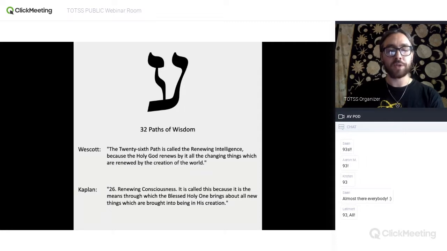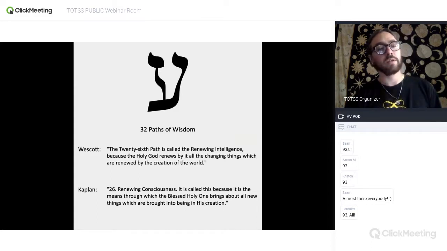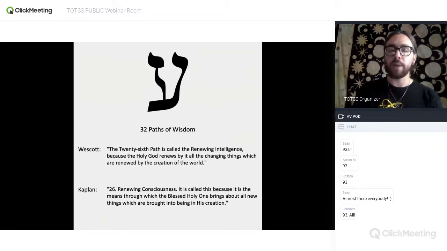And then Kaplan gives: 26, renewing consciousness. It is called this because it is the means through which the Blessed Holy One brings about all new things which are brought into being in his creation. Again, this is an interesting one. I think it fits, maybe not in an incredibly obvious way, but in a deep way, very nicely with some of the other symbols and meanings, especially when we look at the tarot card. They talk about creation and renewal and about the process of manifestation and return. I think a lot of these are relevant symbols here. Just keep it in the back of your head as we go along.